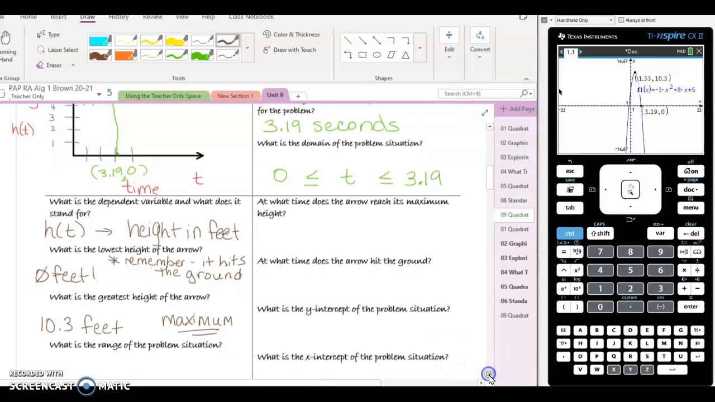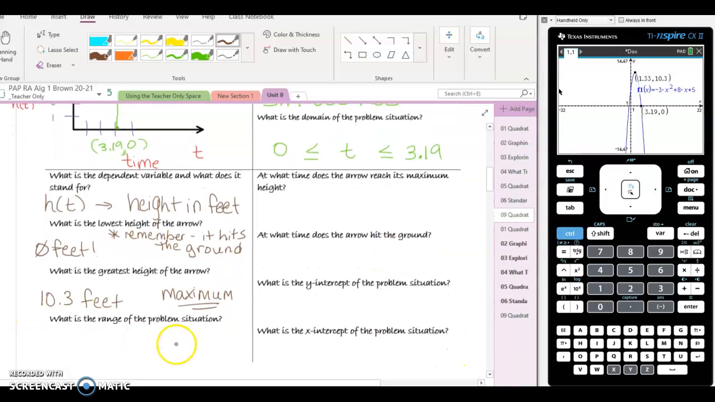So now to find the range of the problem situation, we would say that the smallest height of the arrow would be 0. The biggest, the highest, would be 10.3. And so we're saying that our range is from 0 to 10.3.